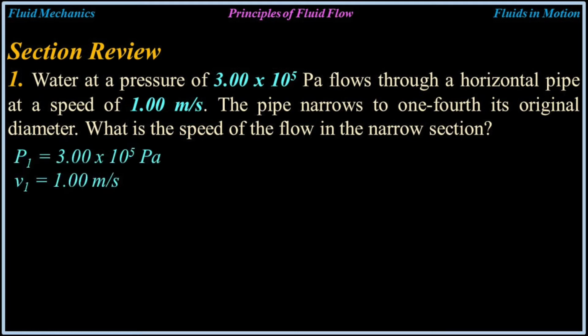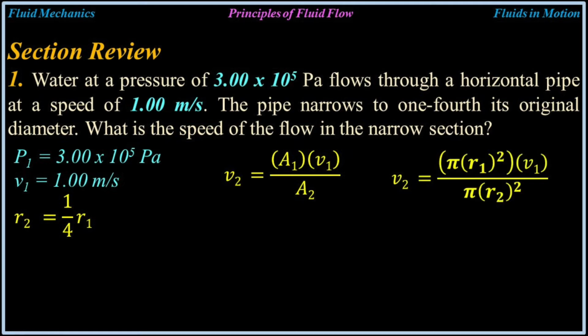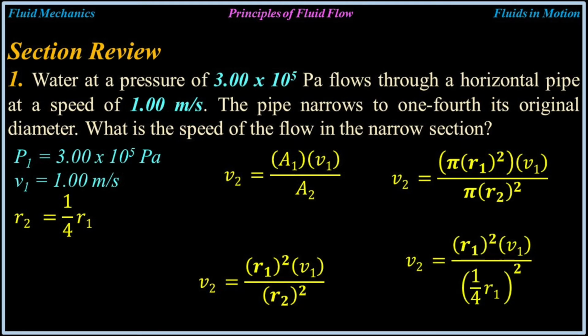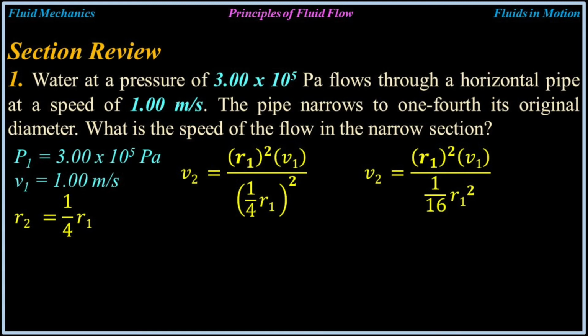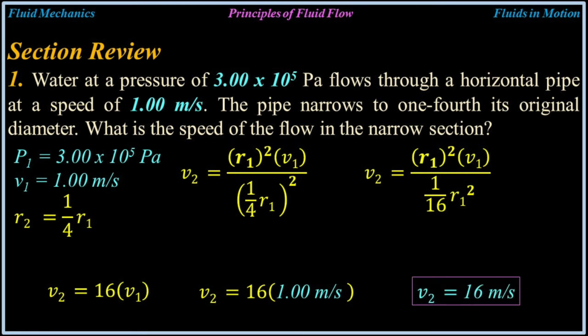There's P1, and V1 is 1 meter per second. And I know that R2 equals 1/4 R1. And write my equation. Now watch the derivation closely. I'm actually going to derive the equation, and it's going to be a very simple equation. Now here are all of the values I'm plugging in and then simply canceling. The R1 squareds can cancel, and I'm left with V2 equals 16 times V1. And V2 is going to equal 16 meters per second.